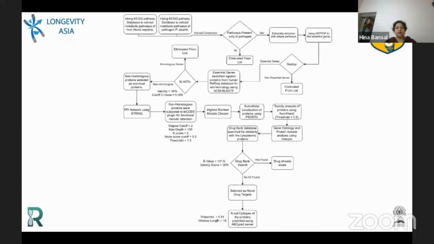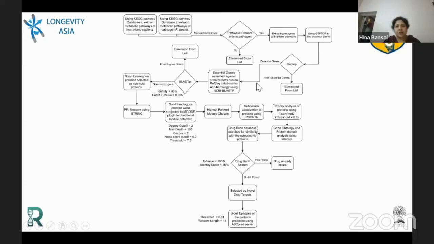So this is the methodology. We first extracted the metabolic pathways of the human and the pathogen from the KEGG pathway database. Then a manual comparison was done, and the pathways that are present only in the pathogen were considered unique pathogenic pathways, and the common pathways were removed from the study. Then all the enzymes present in the unique pathways were extracted using the GapTop tool. The essentiality of those genes was identified. Those genes shown to be essential to the pathogen are included in the study, and non-essential genes are eliminated from the study.